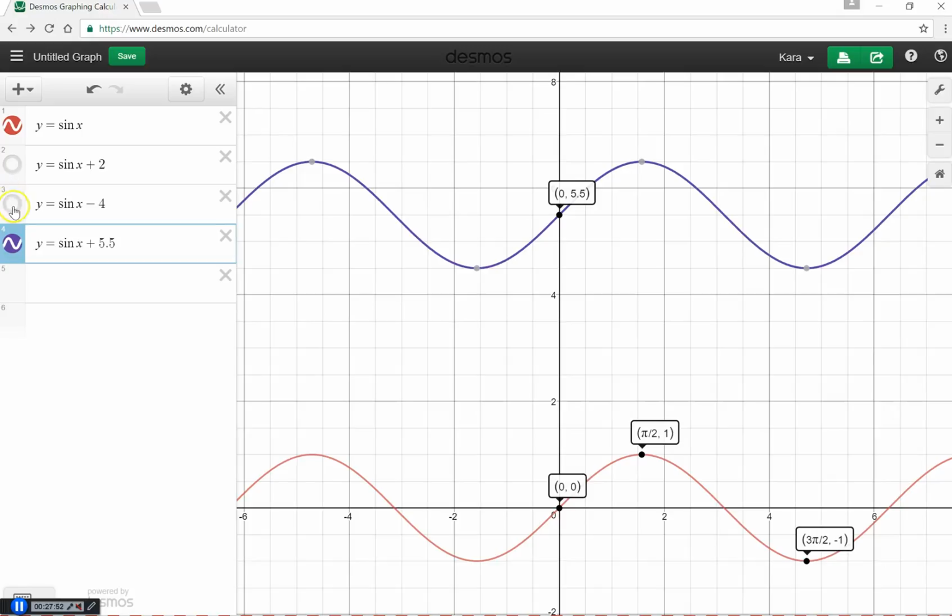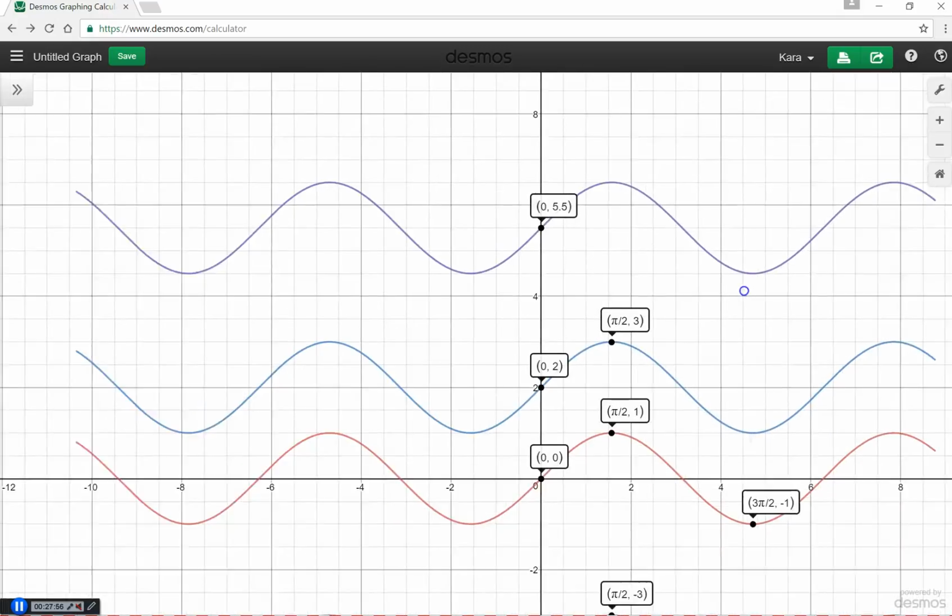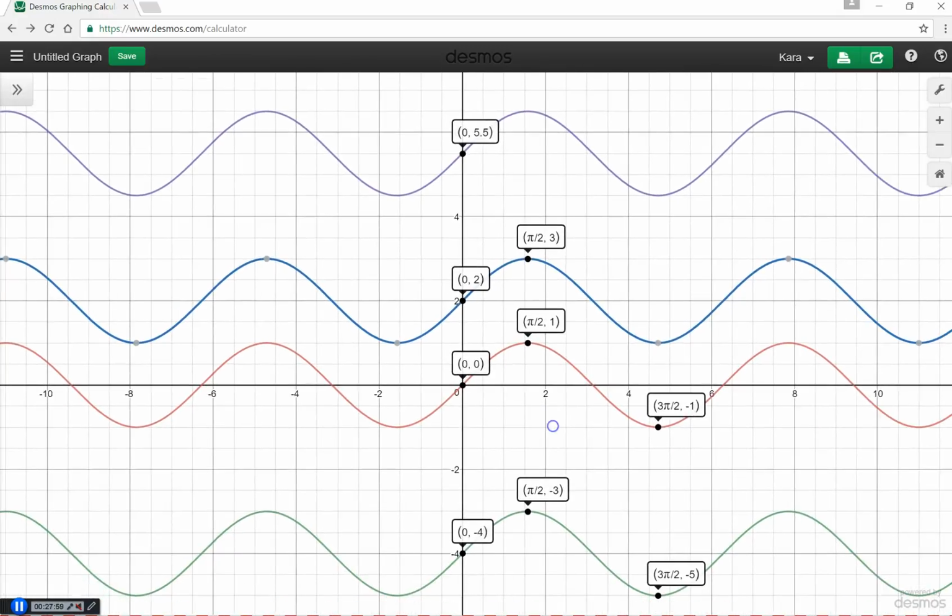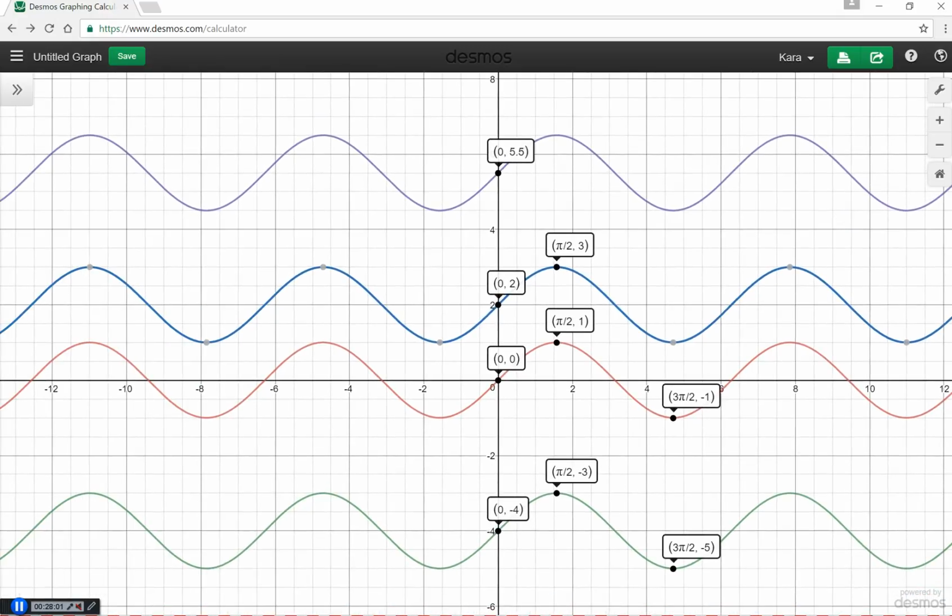Okay, so let's turn all of these on and change my window so I can see them all. There they are. So there's all of our graphs, our maxes, our minimums, if we want to show those for all of these, and how our graphs have changed and shifted up and down according to that d value. So it appears that a positive d value will shift our graph up, and a negative d value will shift our graph down. Okay, so go ahead and graph that in your notes, and then we'll summarize our findings.